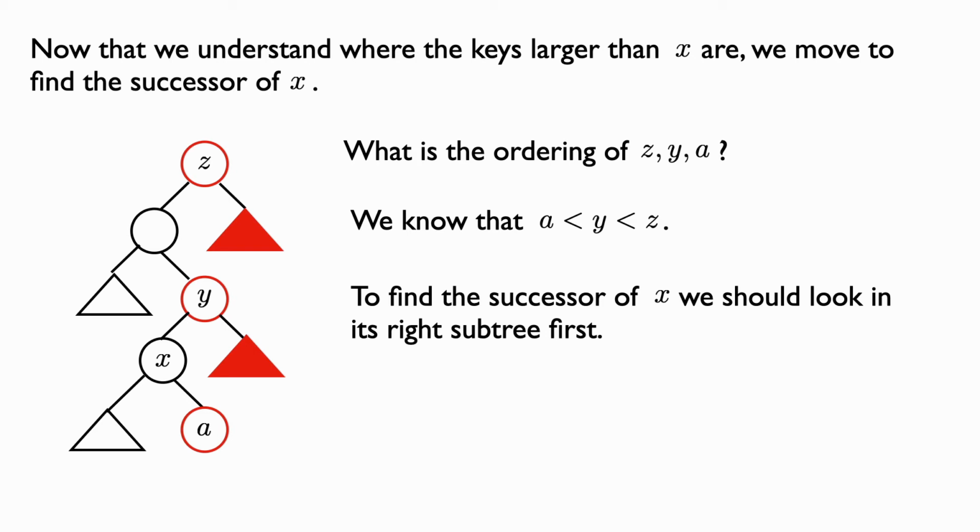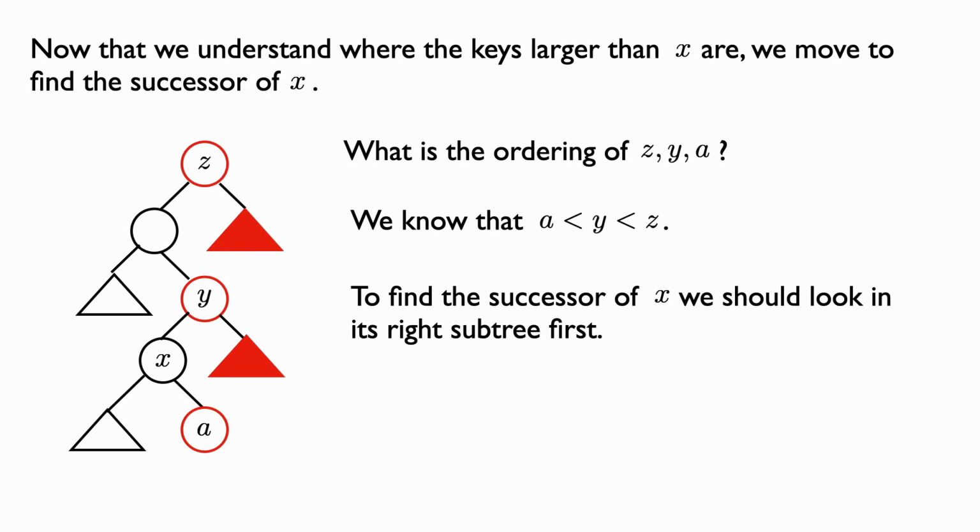The nodes with y and a are both in the left subtree of the root. Therefore, both y and a must be smaller than z. Further, a is in the left subtree of the node with y, so a must be smaller than y. Therefore, we know that a is less than y, which is less than z. So in this particular picture, a would be the successor of x. It is the smallest key in the tree that is larger than x.